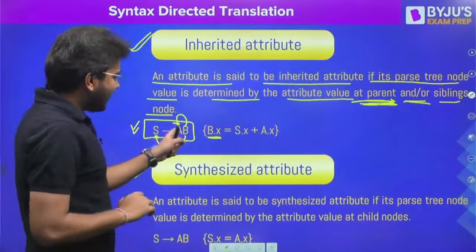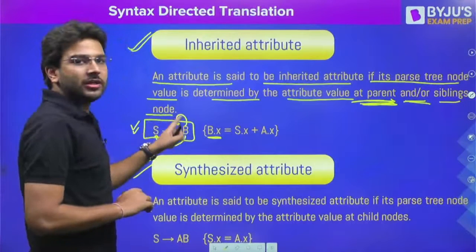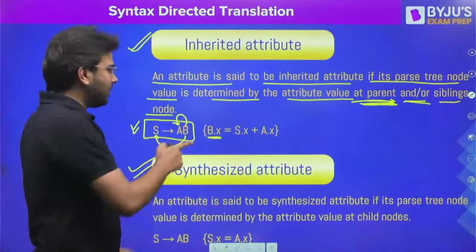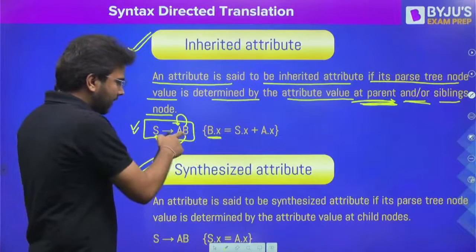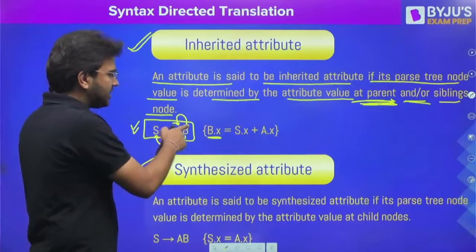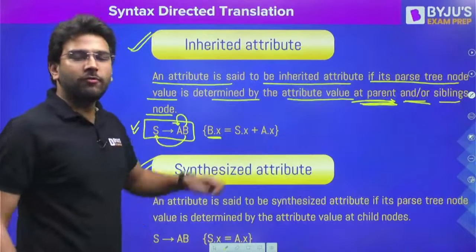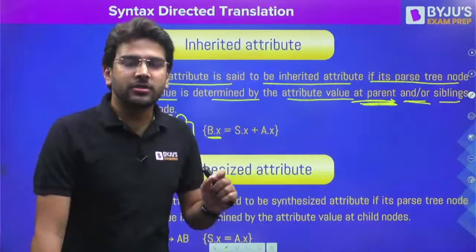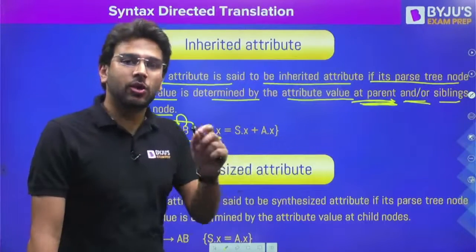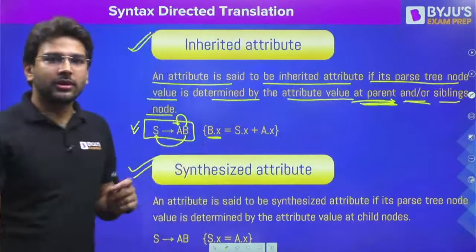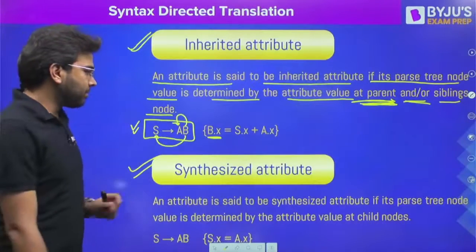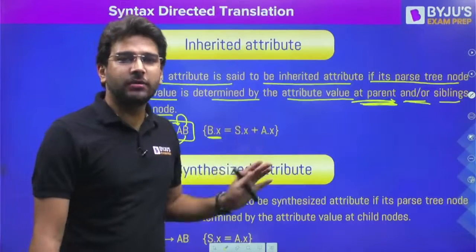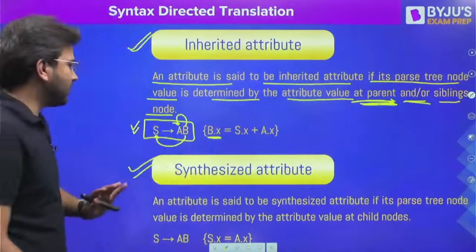That means A can take the value from S, which is its parent, and A can take the value from its right sibling as well. Similarly here, B is taking the value from its parent and B is taking the value from its sibling. So if we have these kind of attributes, we can say that X attribute is your inherited attribute. Is it clear, everyone? I will be taking so many examples, so don't worry, everything will be crystal clear to you.